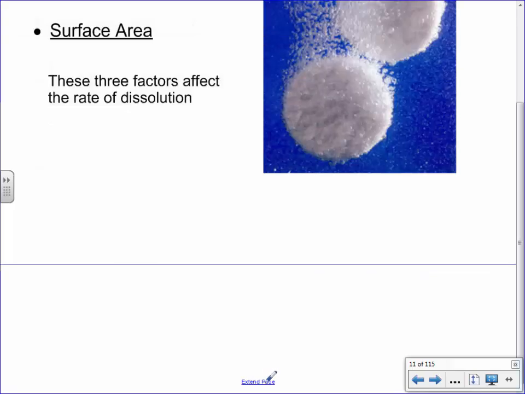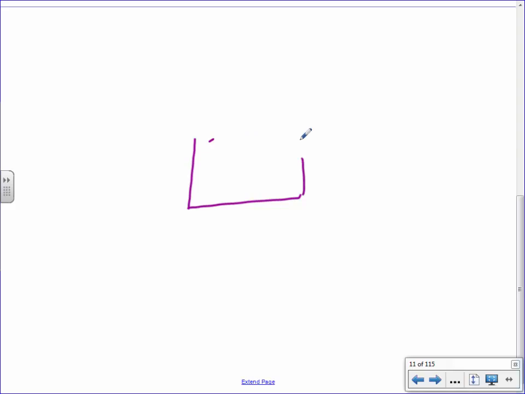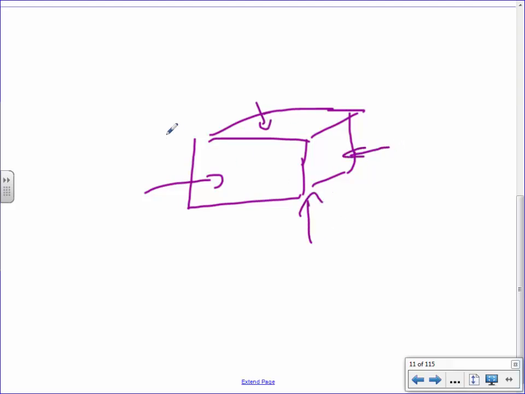From a math point of view, let's say I gave you a cube here, and I wanted you to dissolve it. Where does the water have the ability to attack? Well, it can attack here, or here, or here, or on the bottom side, or on the back side, or on this back side. Really, there are six surfaces the water could attack. You get what I'm saying?